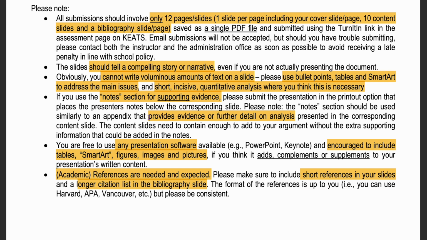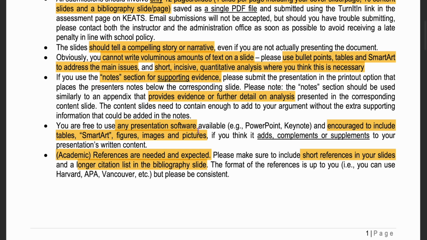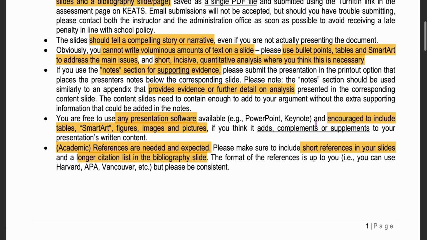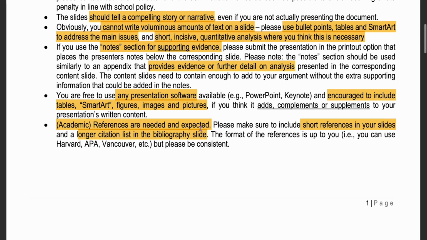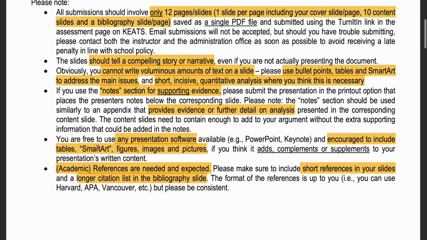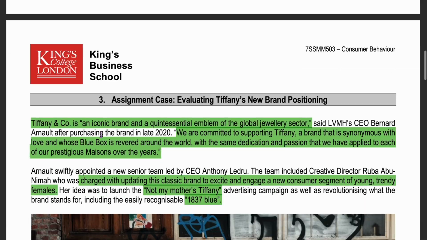He also asked for an appendix which provides evidence. You can also add notes if you want, but that's not what he really wants. He wants a more minimalistic kind of thing. Again, he has mentioned to use tables and smart art, so I have to use this in my assignment. And of course, academic references, whatever you want, Harvard, APA, everything was okay. So these were the submission details.